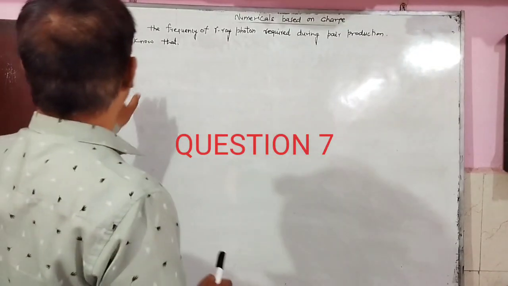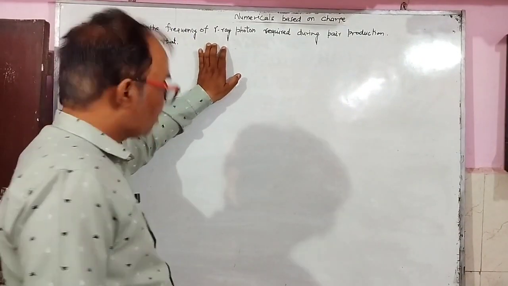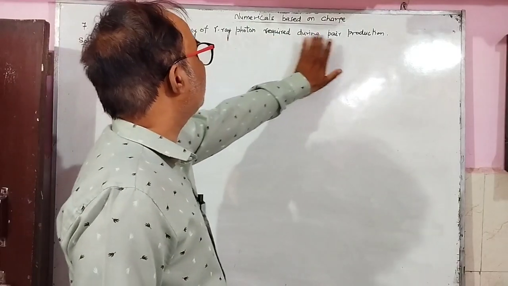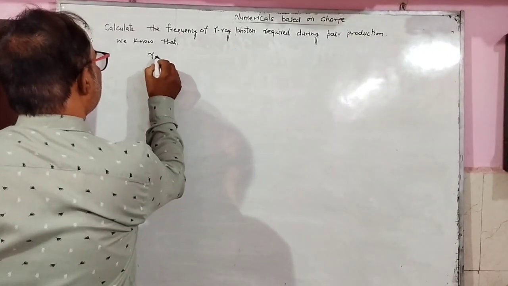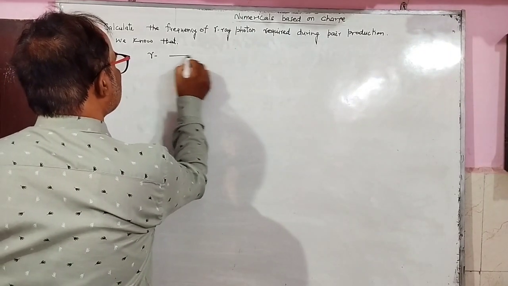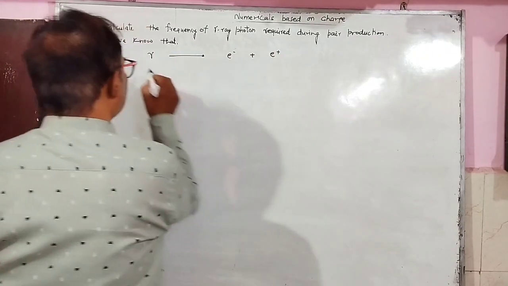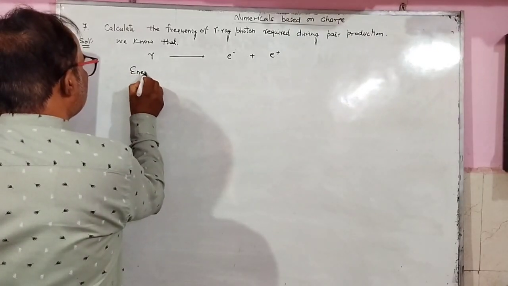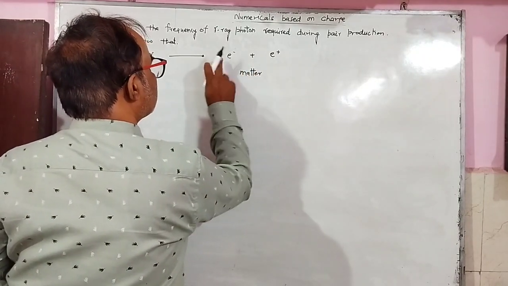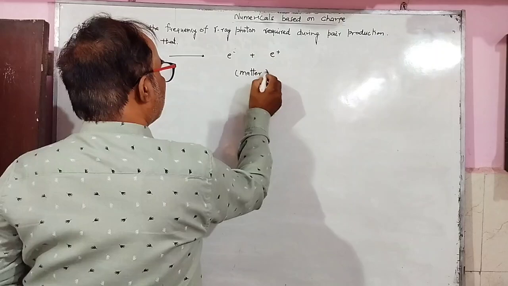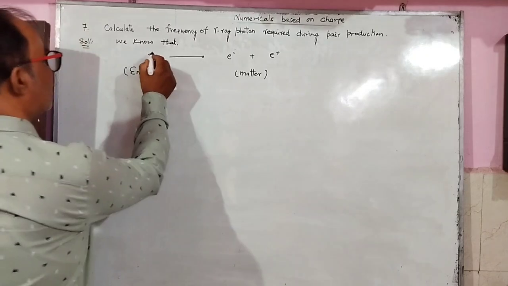The question states, calculate the frequency of gamma ray photon which is required during pair production. We know that a gamma ray materializes to give an electron and positron pair, that is energy convert into matter. This is electron and this is positron. We need to calculate its frequency. Now let us see how can we calculate that.